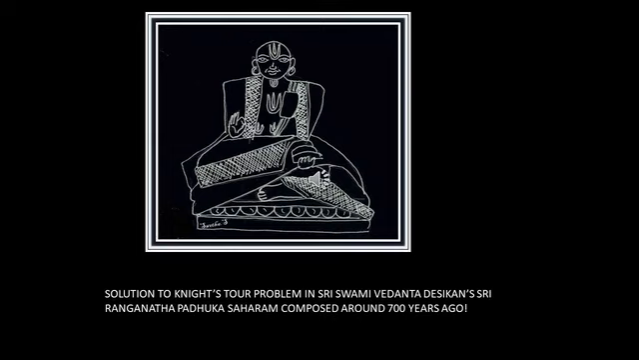The Knight's Tour problem is a mathematical problem that investigates the movement of the knight on a chessboard such that the knight visits every single square on the chessboard only once. Solution to this problem was given in the Western Hemisphere by Leonhard Euler in the 18th century.